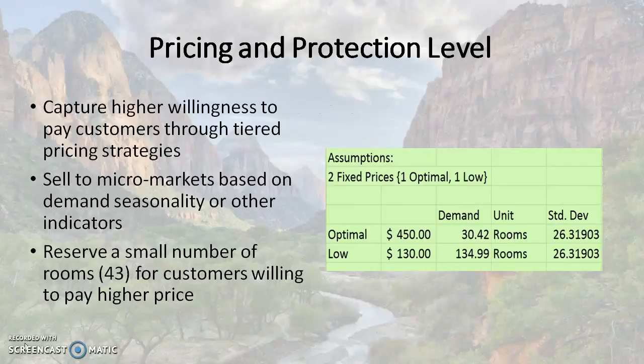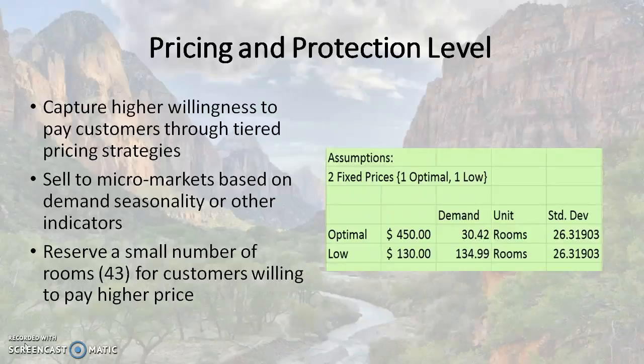For pricing and protection level, we wanted to capture the higher willingness to pay from our customers. So for pricing, we used the ScanPro method to optimize this price. We had pricing data from our Zion Lodge and also pricing information from the Zion Mountain Ranch, one of its closest competitors. So as our prices went up or the Zion Mountain Ranch's prices decreased, we could see its effect on the demand.